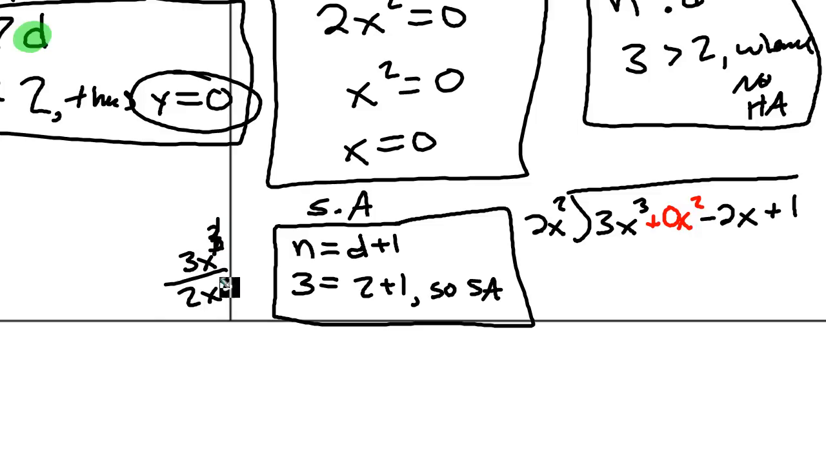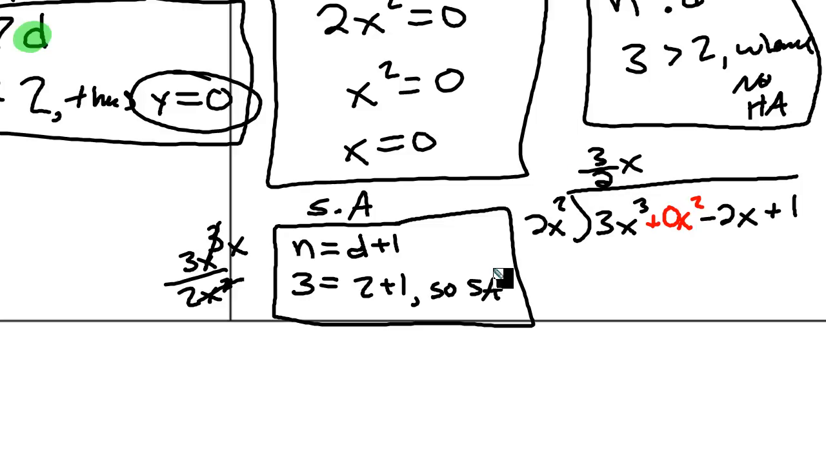I can cancel 2 x's from the top and the bottom. So that gives me on the top x. On the bottom, I got rid of my x squared. 3 divided by 2 doesn't go. So that means this goes into this 3/2 x times evenly.